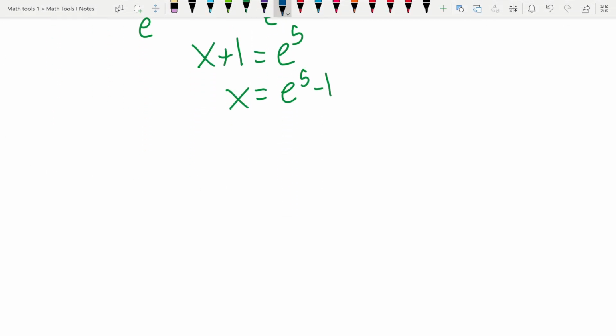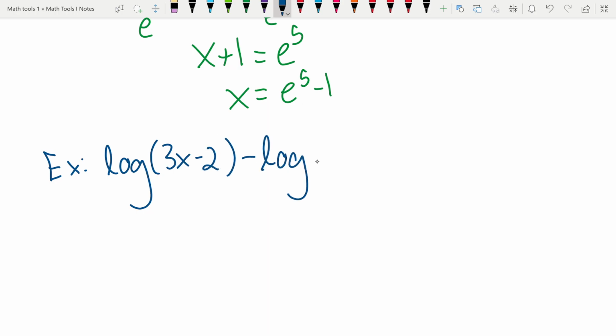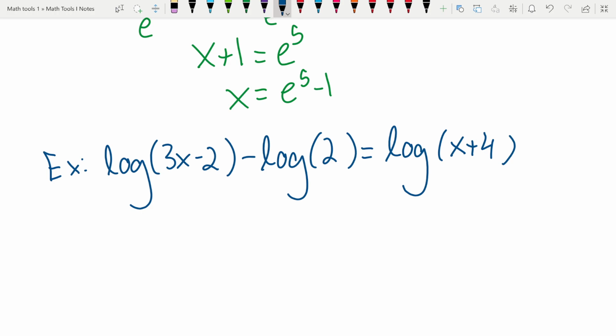All right, let's do log of 3x minus 2 minus log of 2 equals log of x plus 4. Now again, when they don't write the base, usually, hopefully, it just doesn't matter what the base is. Traditionally, that means log base 10. Nowadays, it usually means log base e. But in this case, it's just not going to matter, so we won't worry about it.